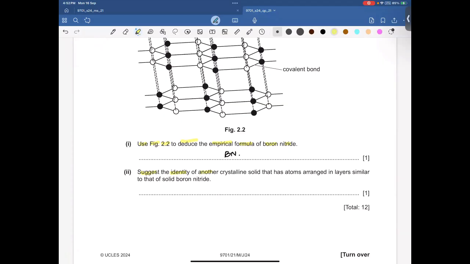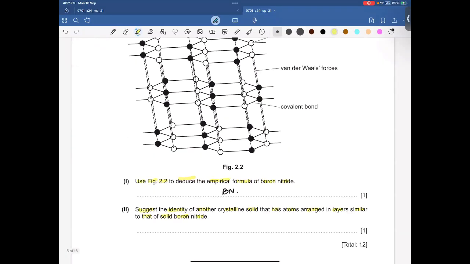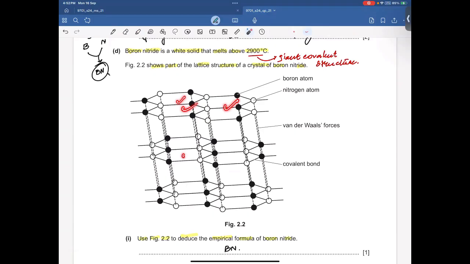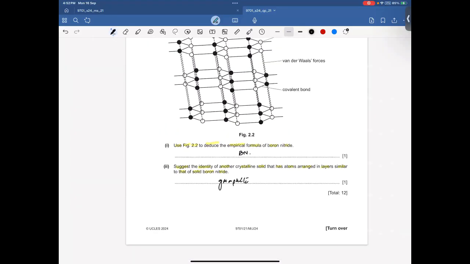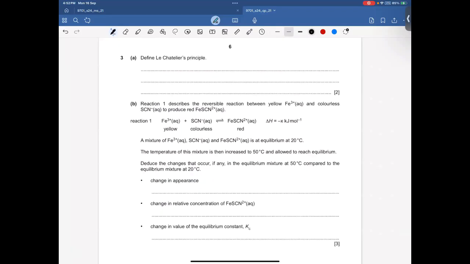Suggest the identity of another crystalline solid that has atoms arranged in layers similar to that of solid boron nitride. By the way, this is a hexagonal ring-shaped layer structure. These layers are held together by van der Waals forces, and these are the covalent bonds. Right now, we have the same structure of graphite like this. So graphite is going to be the right answer here because it has a hexagonal ring-shaped layer structure, and layers are held together by van der Waals forces. I hope it makes sense to you. So that's the end of question number 2. Let's move on to question 3.